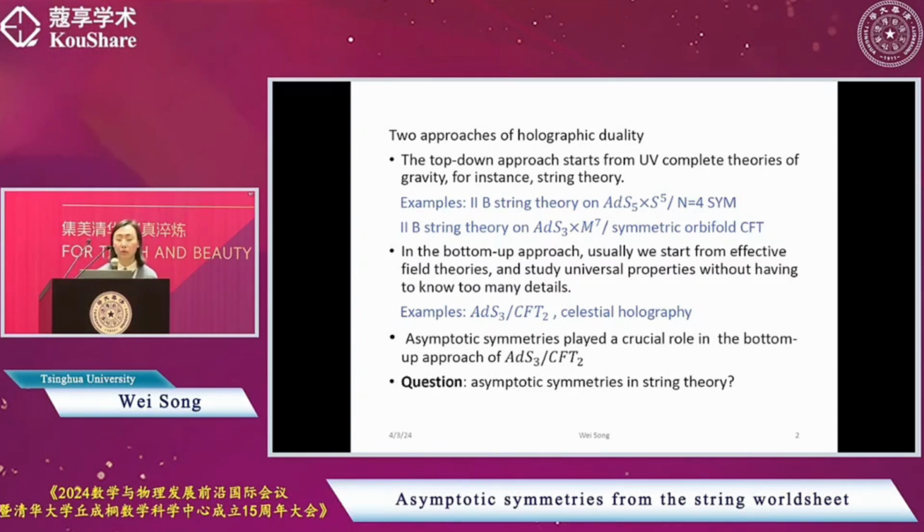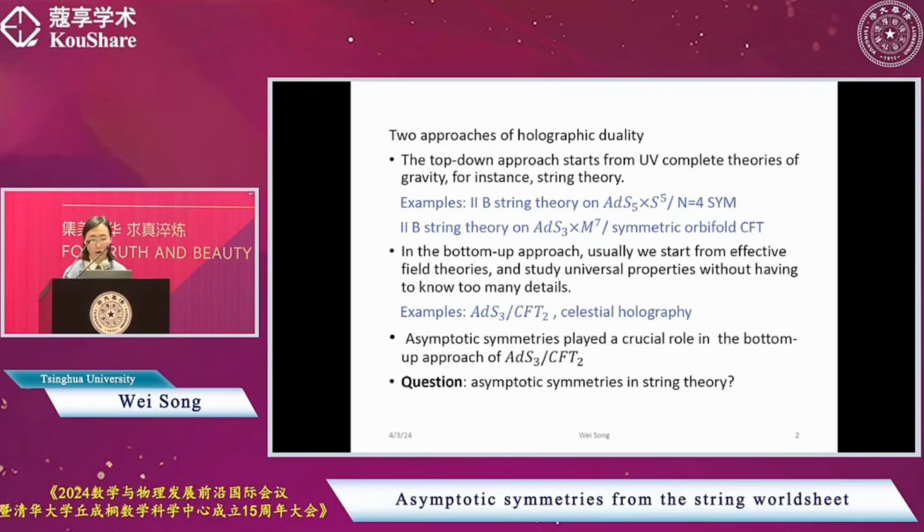And the question I would like to ask today is how can we discuss asymptotic symmetry in string theory? How do we understand asymptotic symmetry in this top-down approach of doing holography? And if we know that, potentially, we will be able to build holography in a more controlled way, and it will potentially help us to find these explicit examples of holographic duality in string theory.